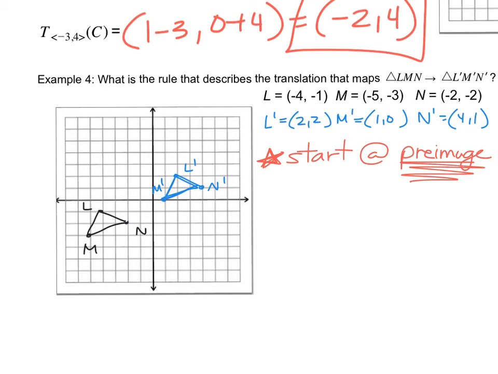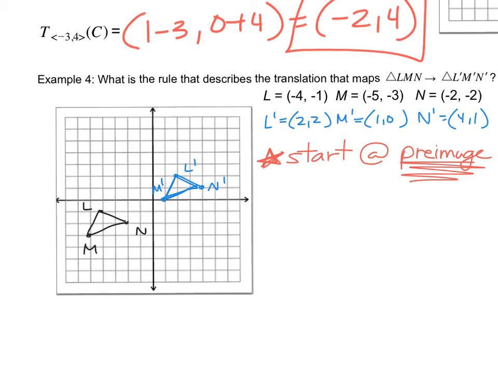The black one, right? There's a black one and a blue one up there. The black one, the one that doesn't have the primes, is our pre-image. That's our starting point. You have to start from there, okay? It's going to be very tempting on your quiz and your test to start from the other one and then you'll do it exactly backwards of what it's supposed to be. So just be careful with that. You always want to start at the one that does not have the primes on it, okay?